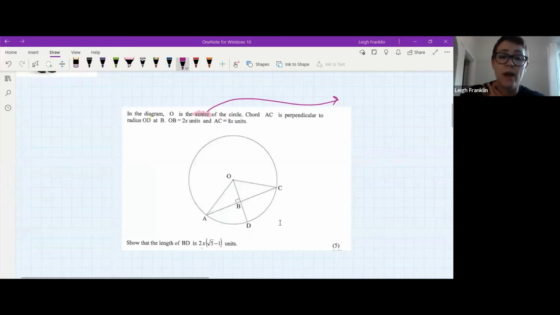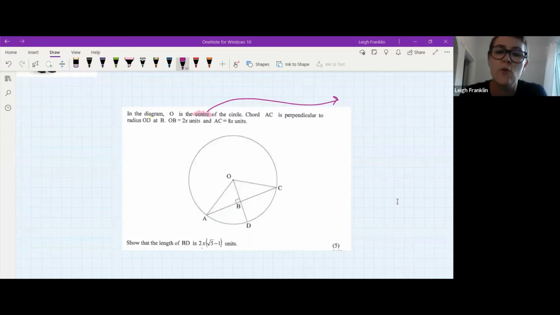Absolutely, OC and OA are radii, 100%. It's a starting point, perpendicular. I'll just go down here. AC is a chord. Yes, it is, absolutely. What I'm trying to get you guys to do is that when you see a keyword like this, start thinking about all the theorems that are associated with that word.